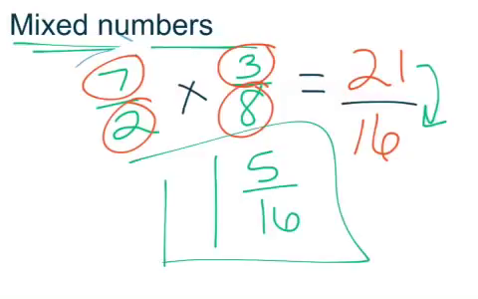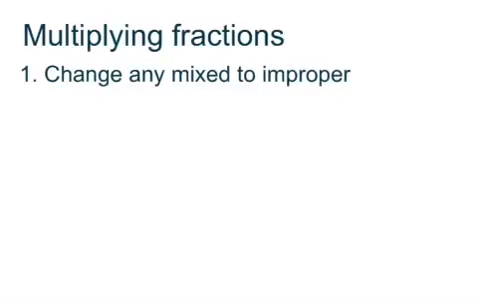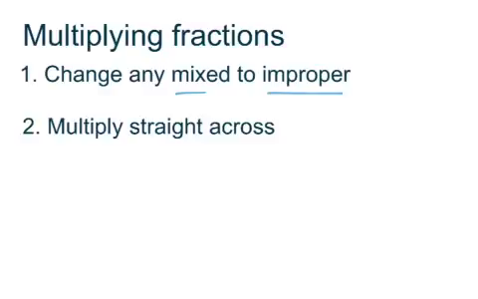Again, if you're confused about how to go from mixed to improper and vice versa, check out the video on that. Many students prefer multiplying fractions over adding and subtracting since you don't have to get that common denominator. So let's go through the steps one more time. First, we're going to make sure to change any mixed numbers to improper fractions. Then we multiply our numerators and denominators straight across. And our last step is to simplify.